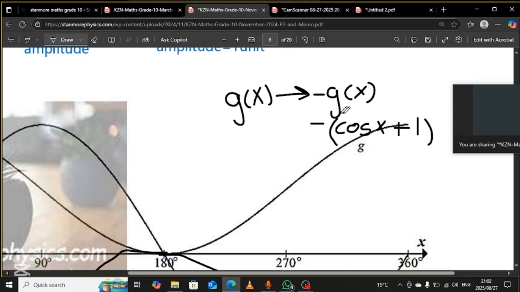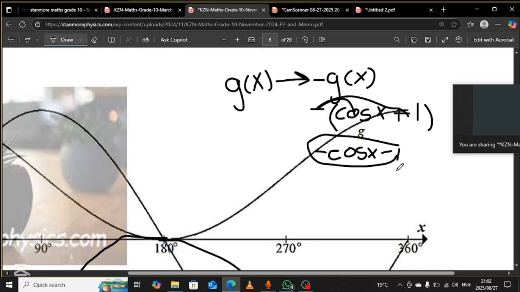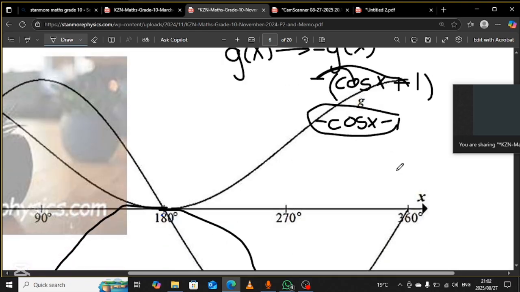And now we are going to multiply everything with this negative. So it's going to be what? Negative cos x, plus minus 1. Minus 1. So this is our new function if it's reflected about the x-axis, right? Yes. So now, what are they telling us?